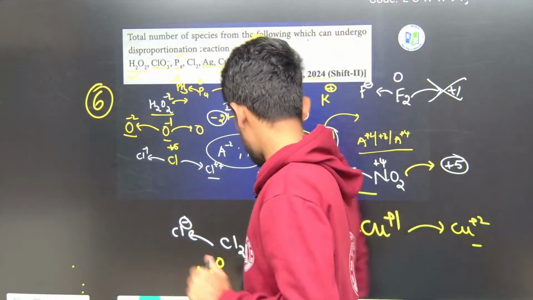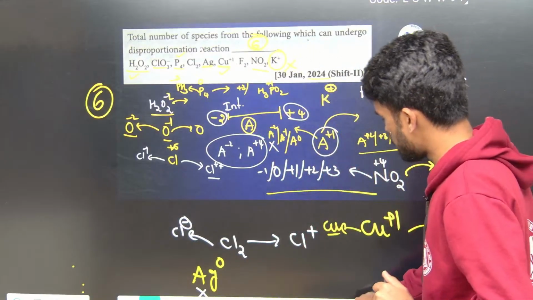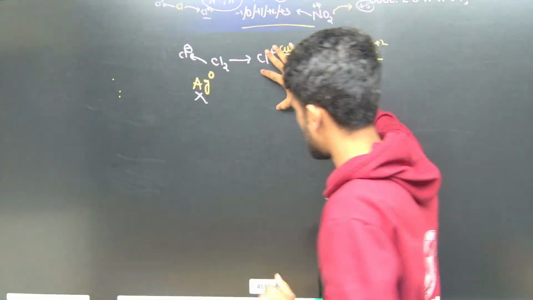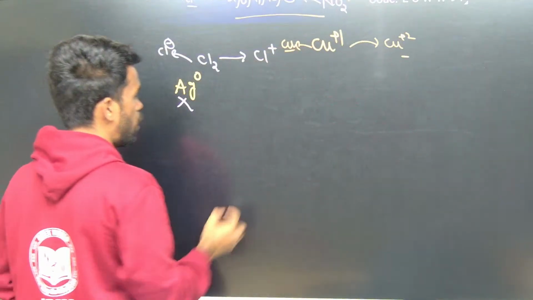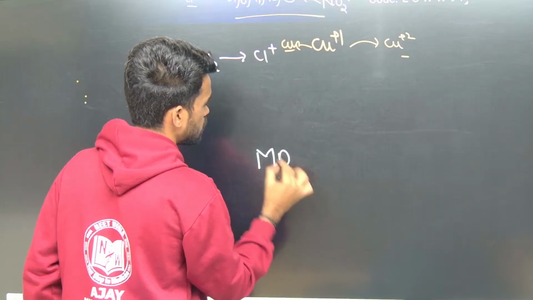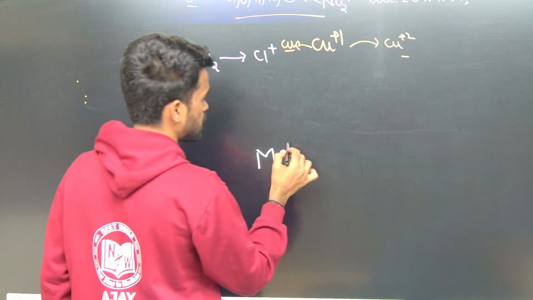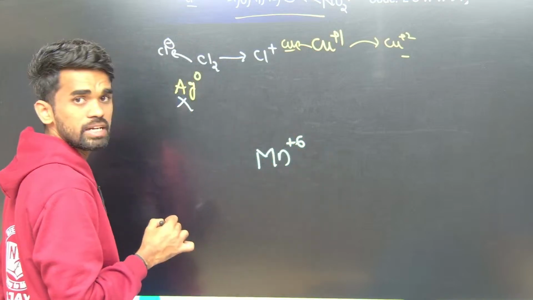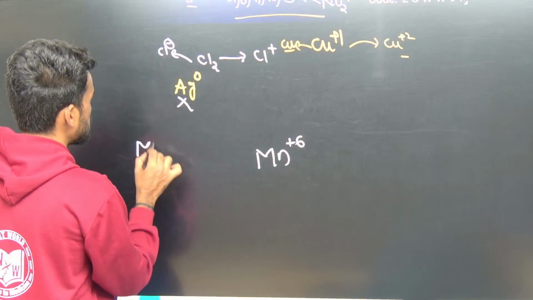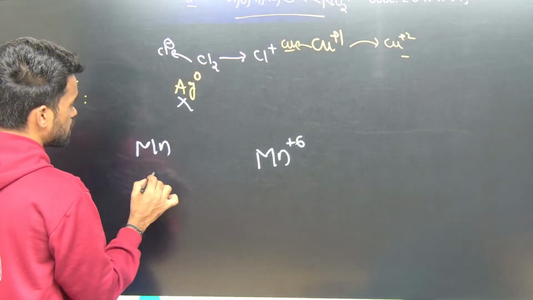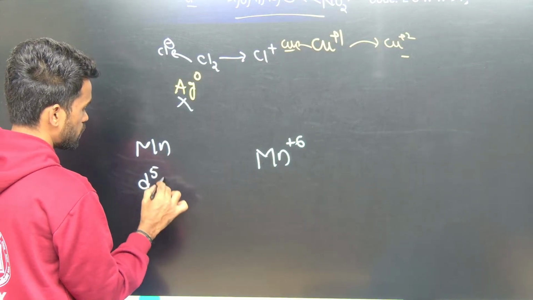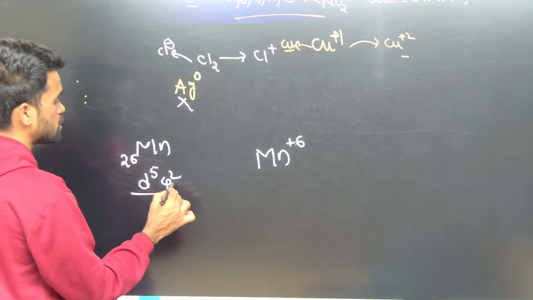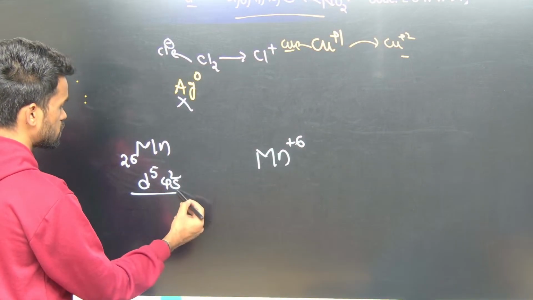Next I will be giving you a few things here. I have manganese. Manganese can have a +6 oxidation state. Manganese valency electrons are 3d5 4s2. It has atomic number 25, so 3d5 4s2.